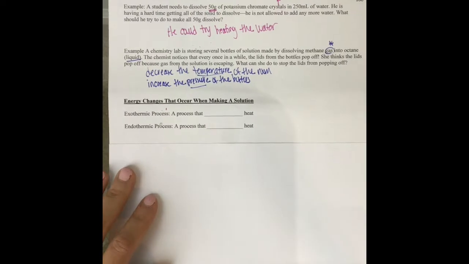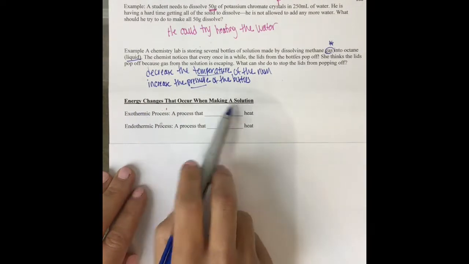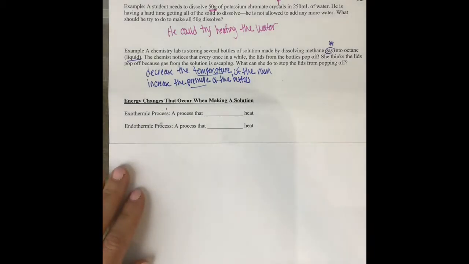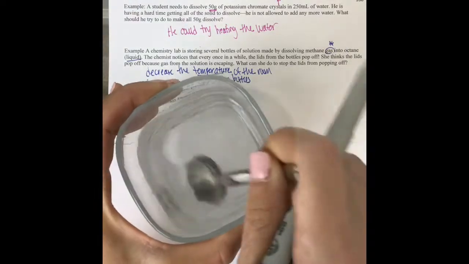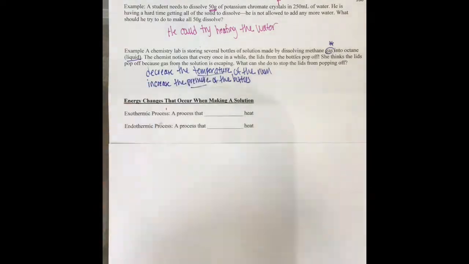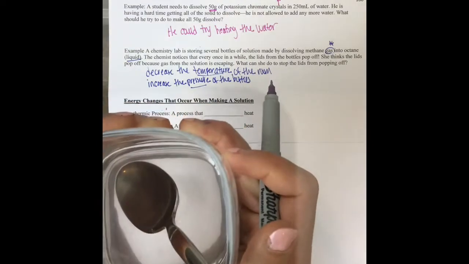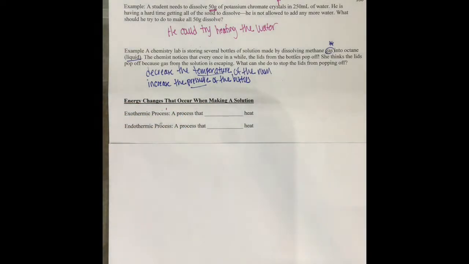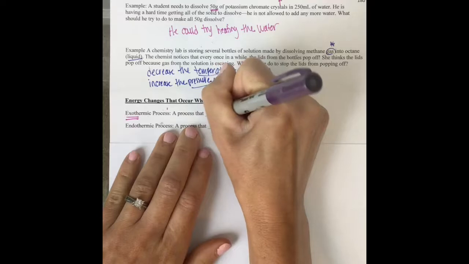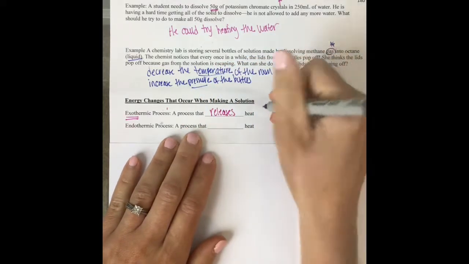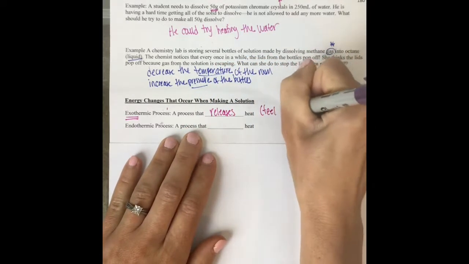Okay, lastly, in this part of the unit, we're going to touch on energy changes that happen when making solutions. And we will come back to both of these terms in a later unit, but I just want to introduce them to you now. Oftentimes when you make a solution, and you're mixing your solute in your solvent, and you feel the outside of your container, you might notice a temperature change, okay? An exothermic process is a process that releases heat, and you're going to feel that it's hot.